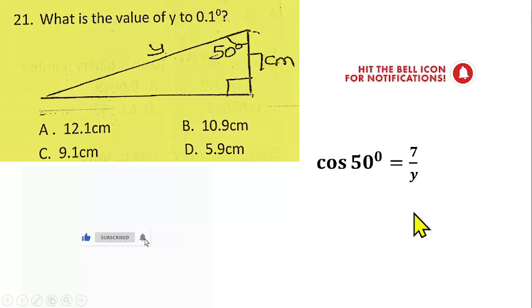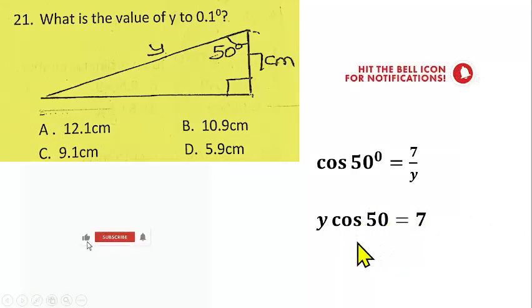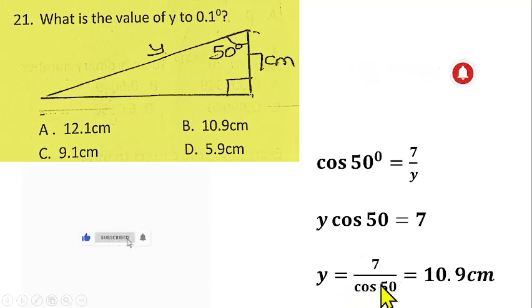From there, we cross multiply, we have y cos 50 equals 7. Divide both sides by cos 50. y will be equal to 7 over cos 50, and that will give us 10.9 centimeters to 1 decimal place, and that gives us option B as the correct option for question number 21.